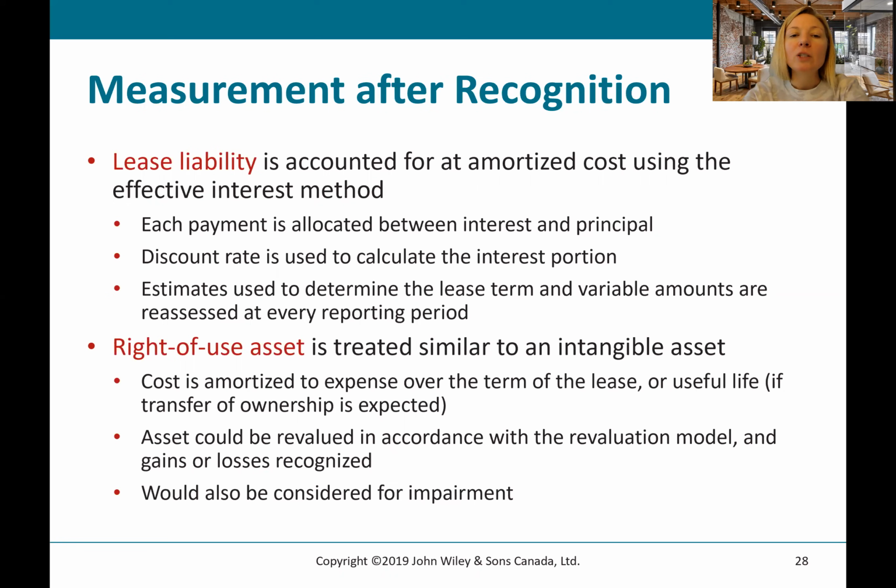And estimates are used to determine the lease term, and the variable amounts are reassessed. So if it's a complicated lease with variable payments, then we reassess that each period. I'm not expecting us to see any of those in the tutorial section. I think those are a little bit too complicated. But this is going to require us to set up an effective interest amortization table, which we've seen in accounting for bonds. We're going to apply something similar in accounting for leases, and we'll take a look at that shortly.